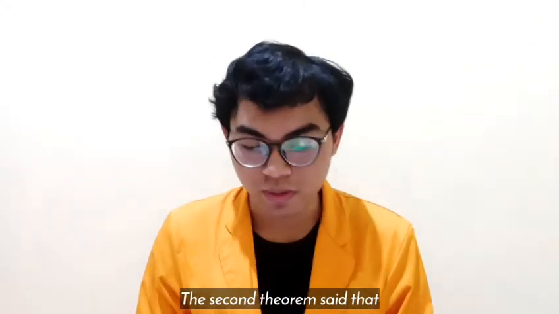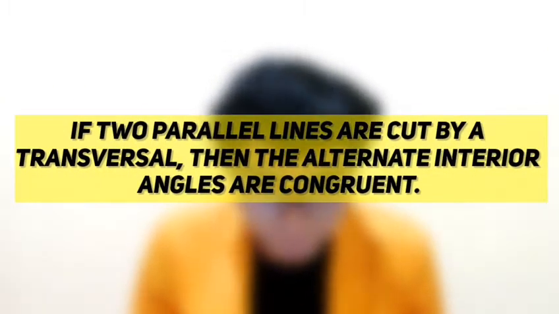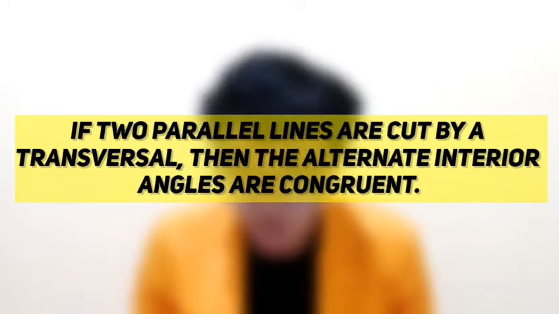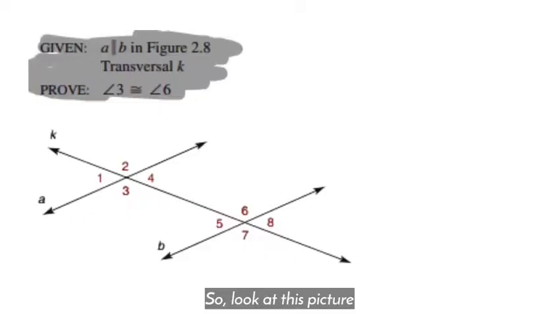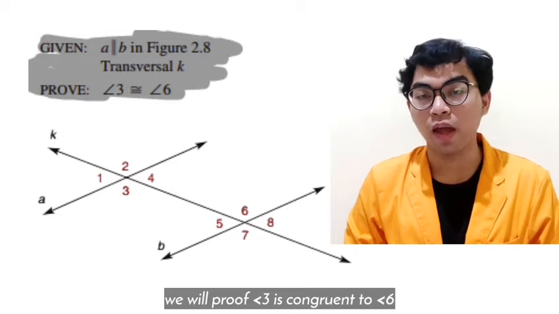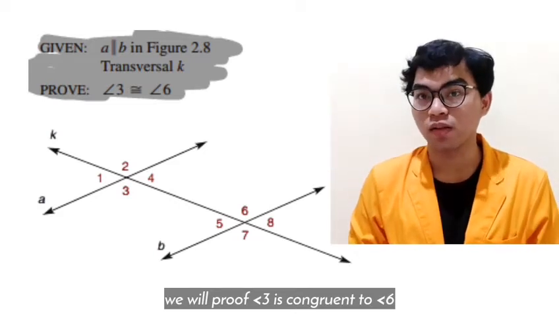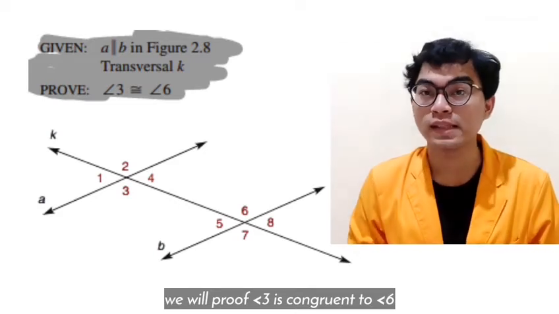Then we jump to the second theorem. The second theorem says that if two parallel lines are cut by a transversal, then the alternate interior angles are congruent. So, look at this picture. This picture says that line A and line B are parallel, and K is a transversal. We will prove angle 3 is congruent to angle 6.